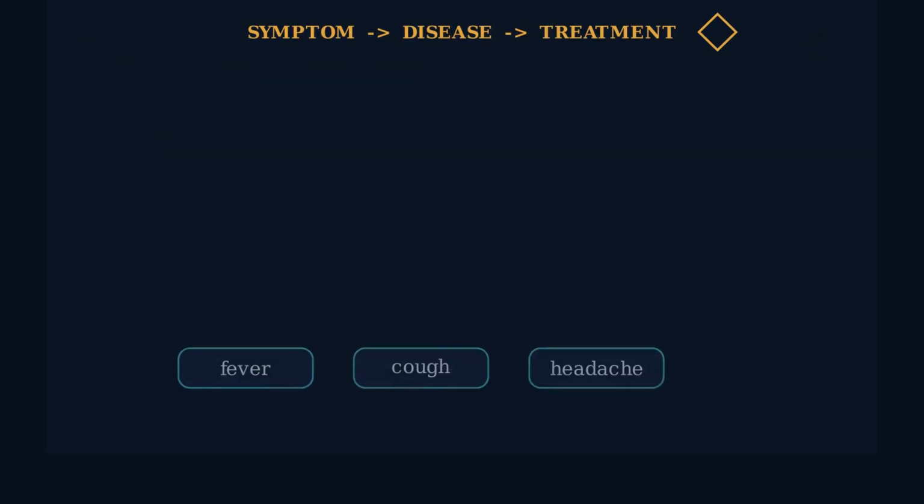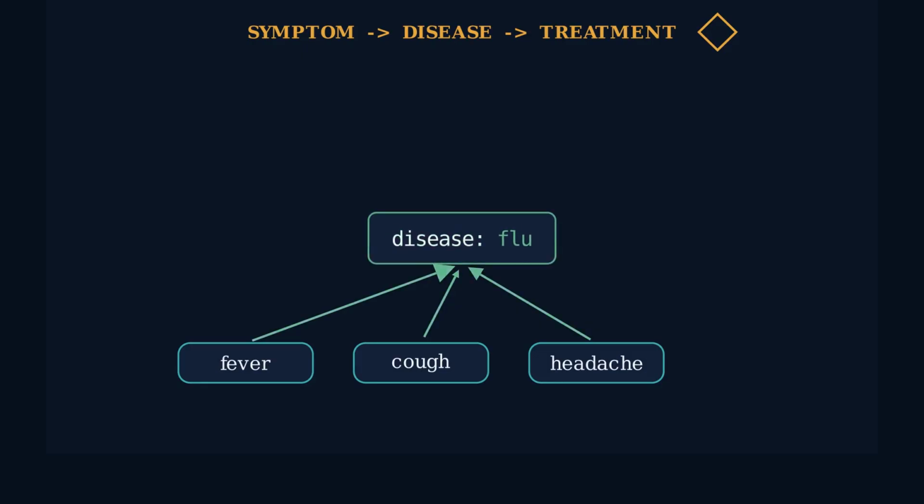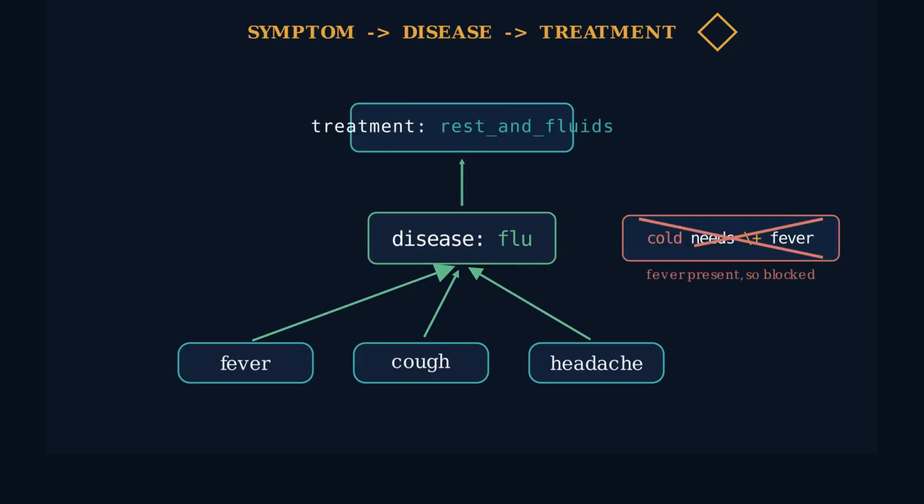Let us run a diagnosis. The patient has fever, cough, and headache, 3 symptom facts. The flu rule requires exactly those 3, so it fires, and the engine concludes flu. Then the treatment rule built on flu fires in turn, recommending rest and fluids.